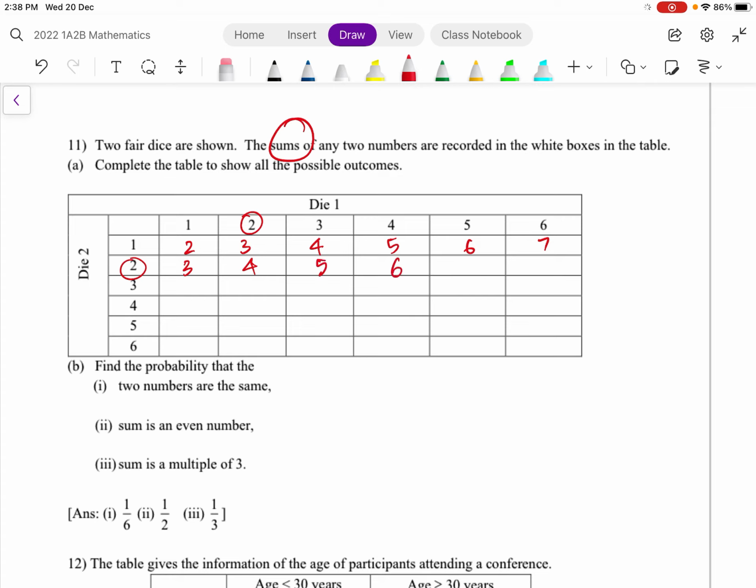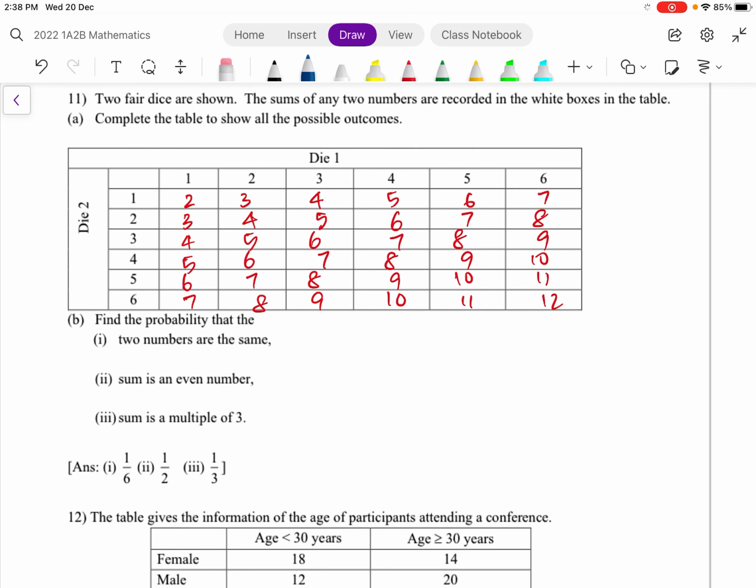5, 6, 7, 8, 4, 5, 6, 7, 8, 9, 5, 7, 8, 9, 10, 6, 7, 8, 9, 10, 11, 7, 8, 9, 10, 11, and 12. So the largest sum is actually 12, the smallest sum is actually 2.